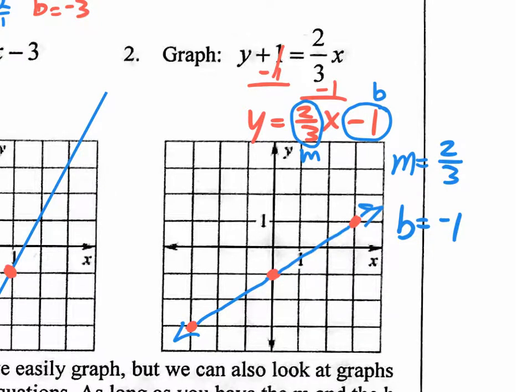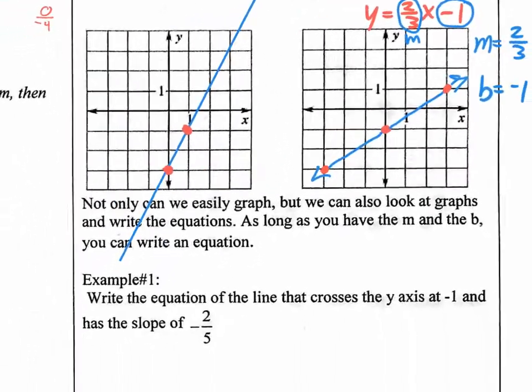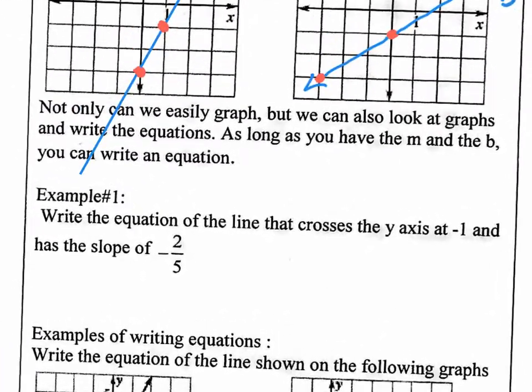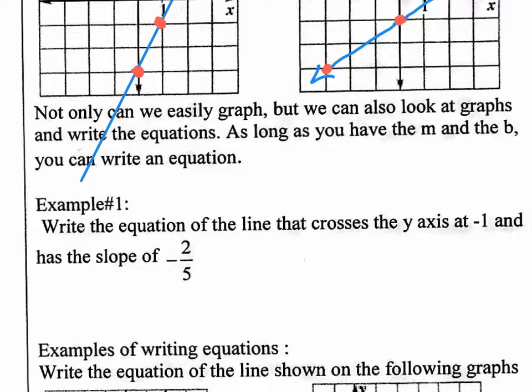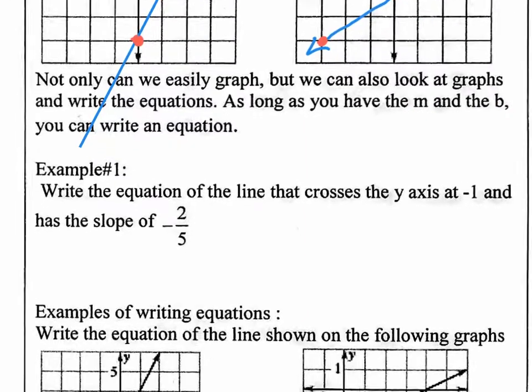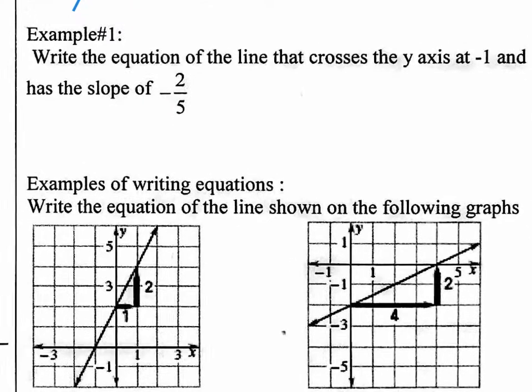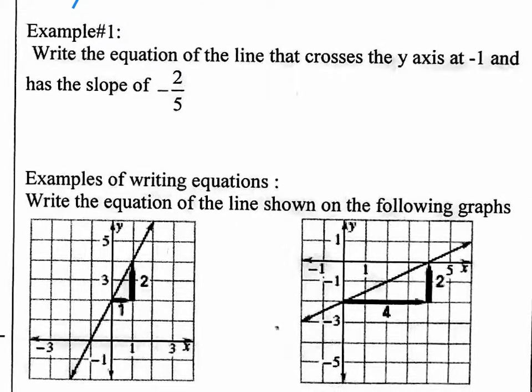Okay, let's move down to the next portion of our notes right here. It says down here, sorry, I kind of drew this line through our notes, sorry about that. Right here it says, not only can we easily graph, but we can also look at graphs and write the equations. As long as you have the m and the b, you can write an equation. Example: write the equation of the line that crosses the y-axis at -1 and has the slope of -2/5.